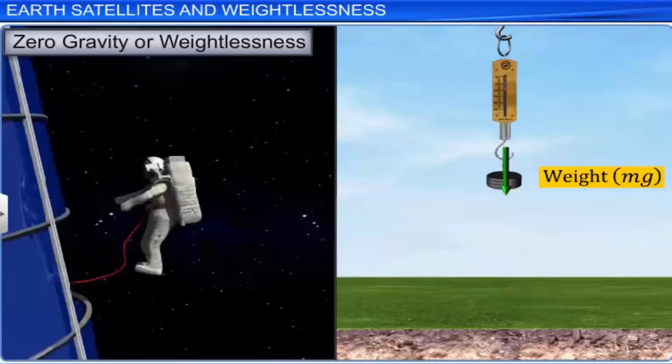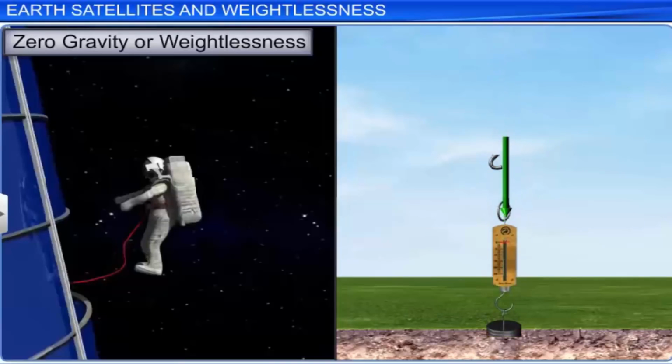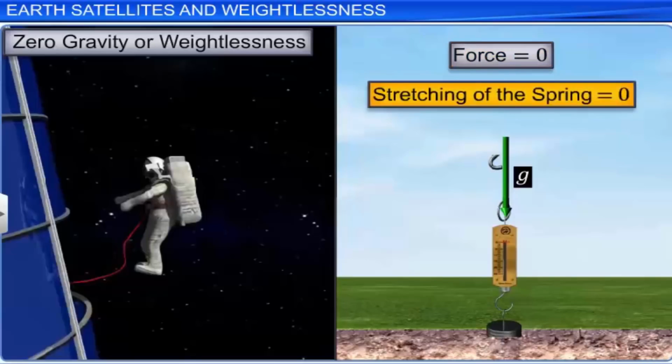If the balance is not suspended from the rigid support and is allowed to fall freely, then both the body and the spring balance fall down with acceleration due to gravity. In this case, the force exerted on the body by the balance is 0. Hence, the stretching of the spring is 0. Thus, the spring balance reads 0 weight of the body. This situation is the weightlessness of the body. Thus, we can say that a body experiences zero gravity or weightlessness in a free fall.